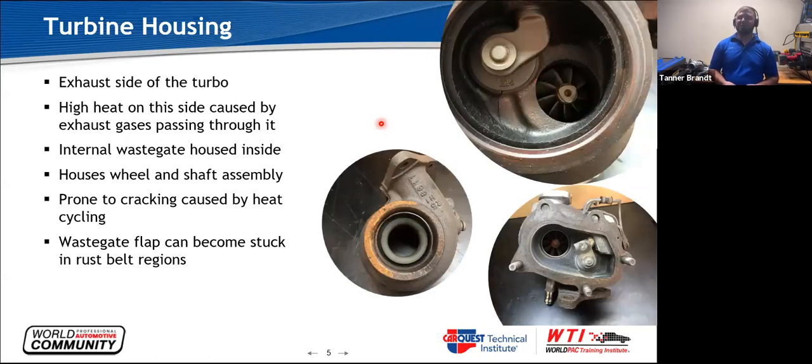Turbine housing is the exhaust side. This is the hot side. So because of that, it's made out of cast iron. This is where the wastegate is housed, like we talked about. So the wastegate is right up here. And one of the things that we have to talk about here is, you see on this one, this has got a little crack in it.